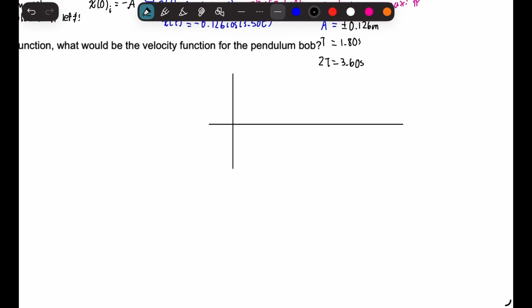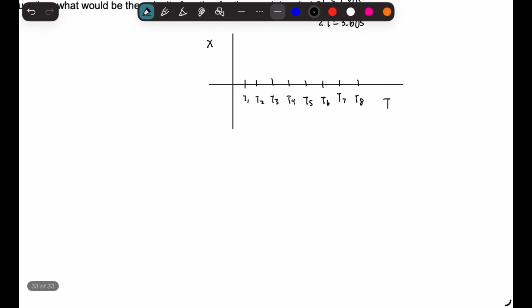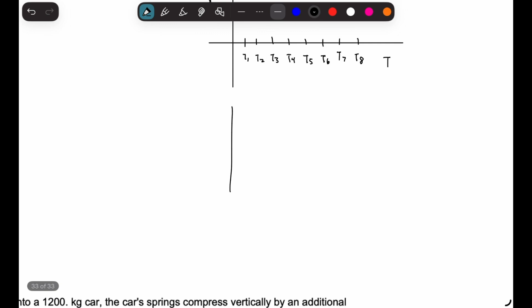So let's label these T1, T5, T7, T8. So your values are going to range from different times and different x's. So again, we can draw this, but with our times.